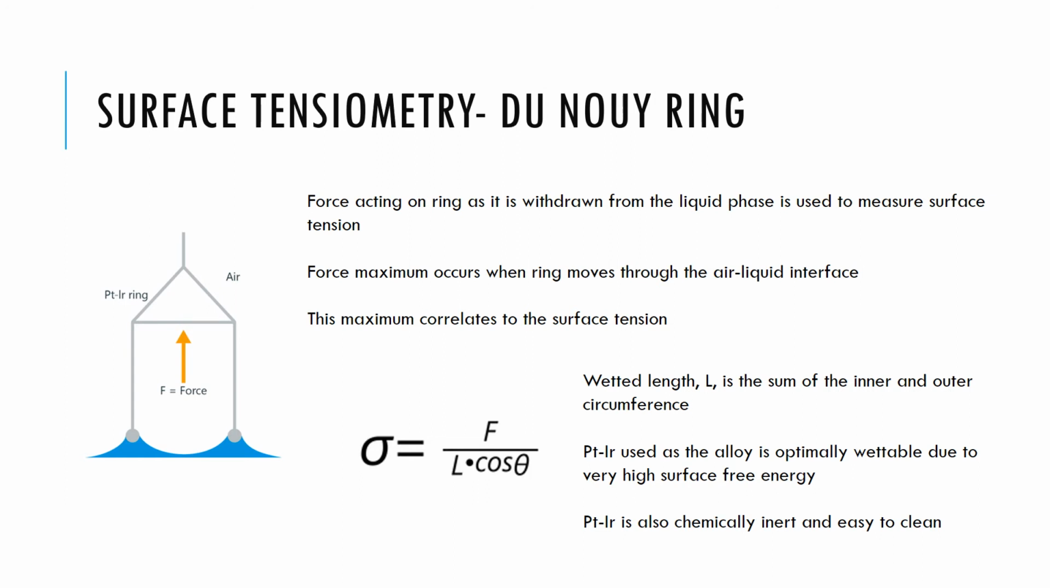So there we go. You've got a force that acts on that ring as it is withdrawn from the liquid phase, and that's used to measure the surface tension. There will be a maximum force that occurs when the ring moves through that air-liquid interface, and you can correlate that to the surface tension. All you need to know is the sum of the inner and outer circumference of your ring, and you can work out the surface tension.